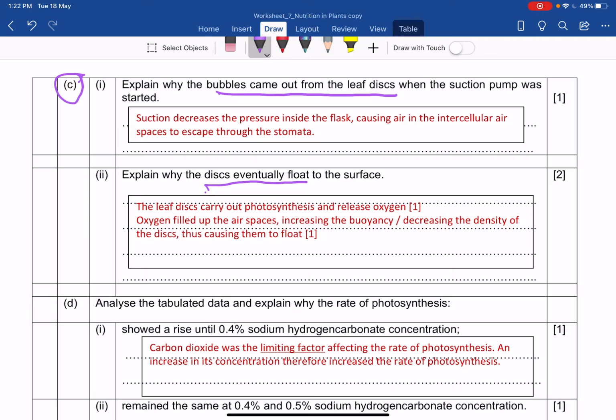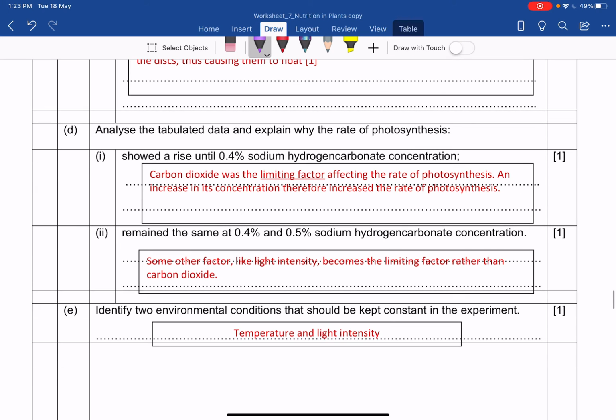So take note, as I said just now, the oxygen filled up the intercellular air spaces. The oxygen is not at the stomata, because when it's at the stomata, it will not cause the leaf disc to be less dense. It's already outside the leaf. So the answer that the oxygen fills up the air spaces is very important. Now part D is about the limiting factors. It shows you when it is limiting and when it is not.